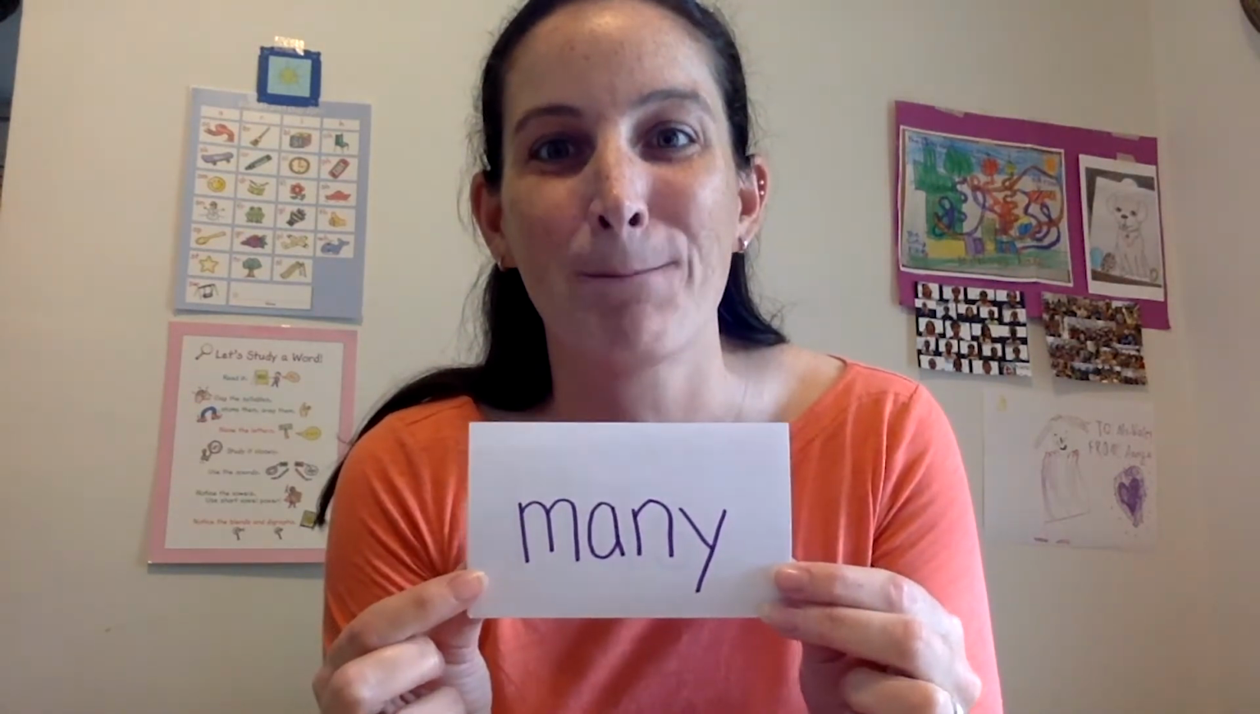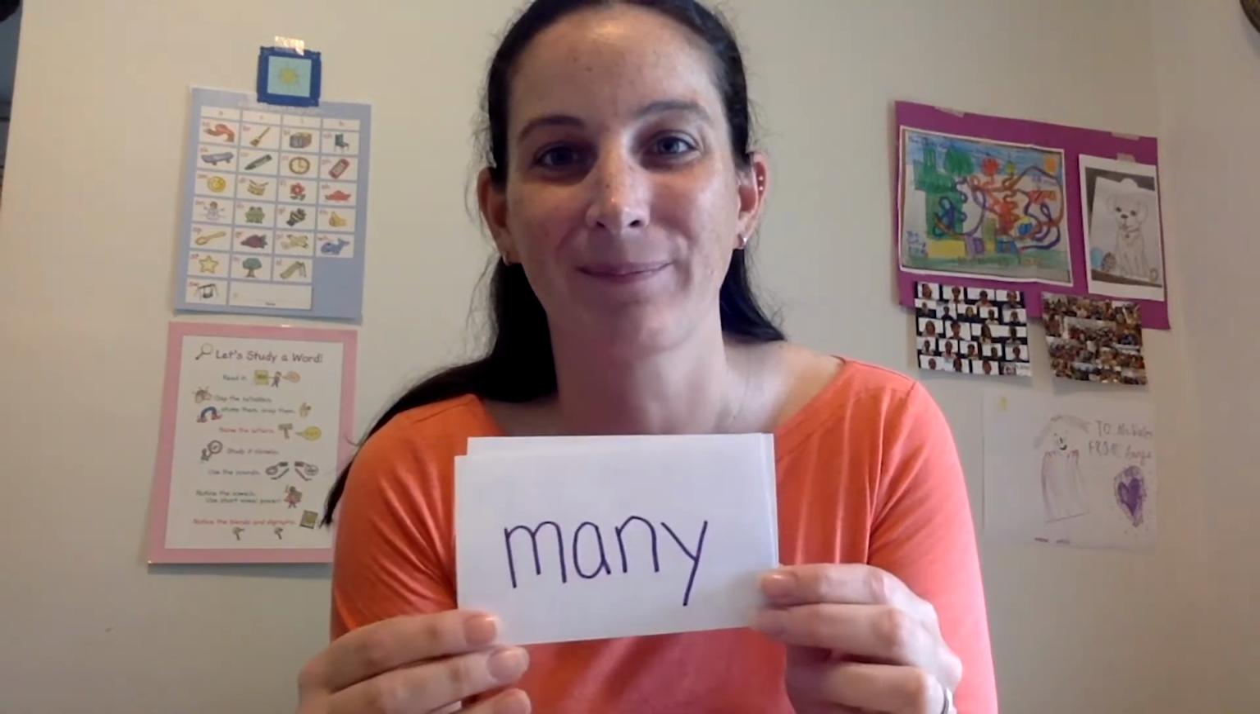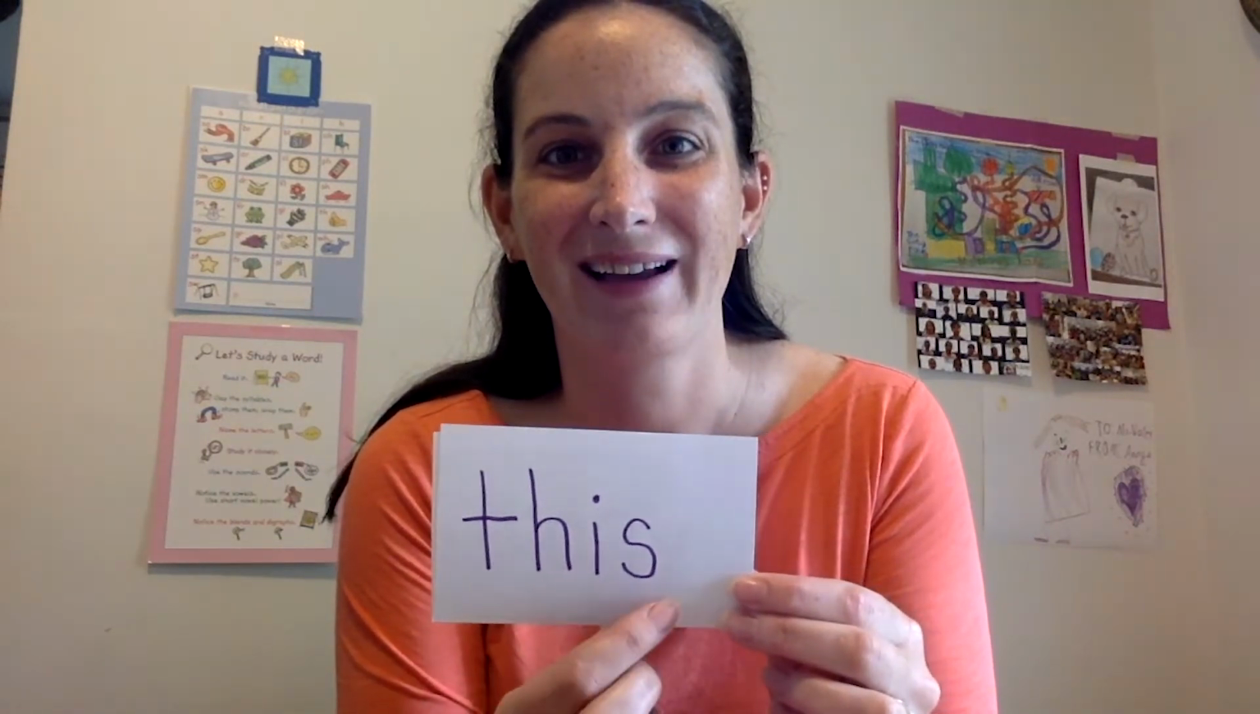One of my favorite ways to practice my high frequency words is to go on a word hunt and look for the words that I'm practicing in the books that I'm reading or even the stories that I'm writing. Today, we're going to go on a word hunt and we're going to be looking for these 2 words. The first one is many, M-A-N-Y, many. The second word is this, T-H-I-S, this. Let's look in a book called Amazing Beaches and see what we can find.